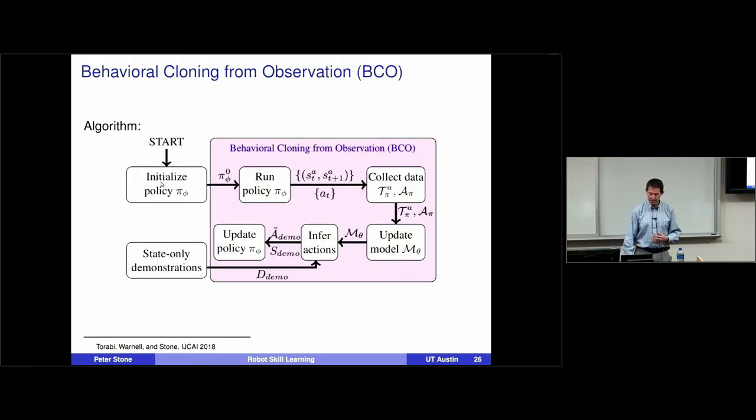What that looks like is you have a policy, you run that policy, you collect your data, you update your model, you then get a new state-only demonstration trajectory, infer the actions, and then update your policy to try to match the state-action sequence.